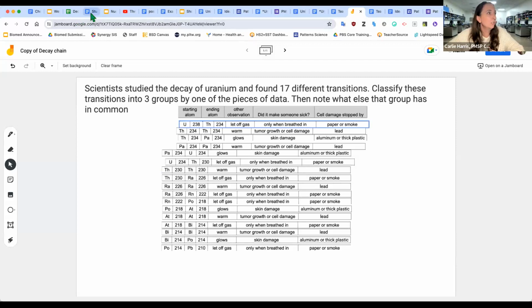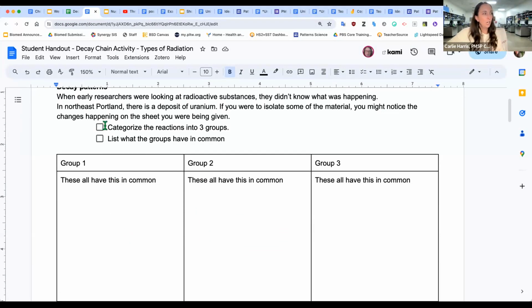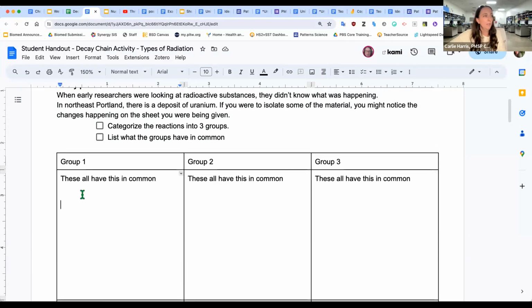Okay, so on our student document here, we are encouraging our students to categorize the reactions into 3 different groups and then to list what they have in common. And so they have this organizer here in front of them, and they are going to put some details down about how they sorted these. Now, if you wanted to, you could have students rewrite the reactions, right?